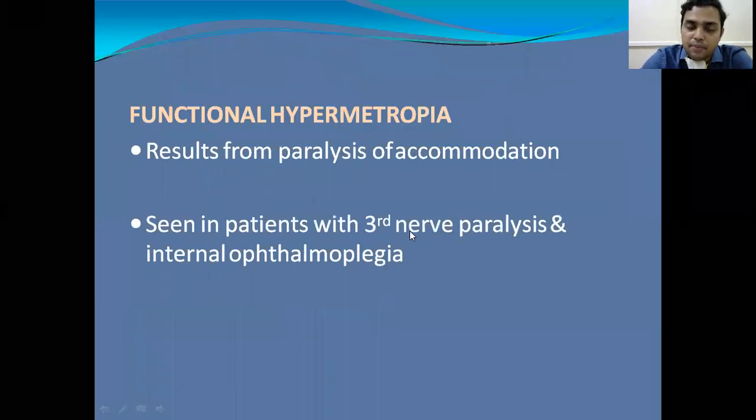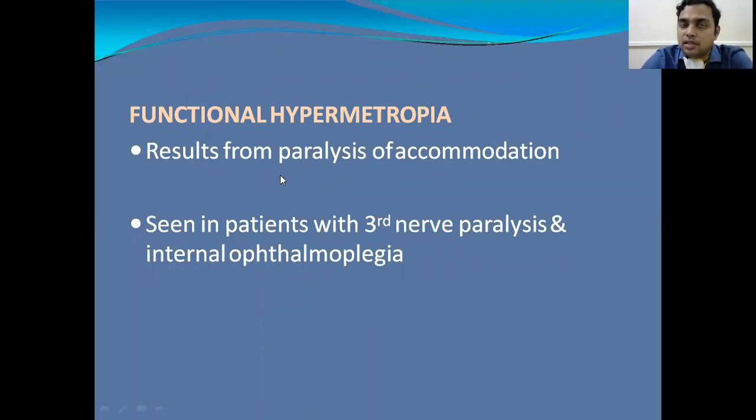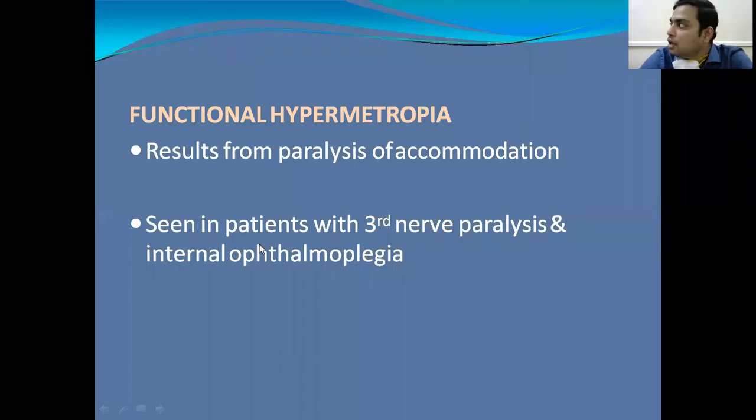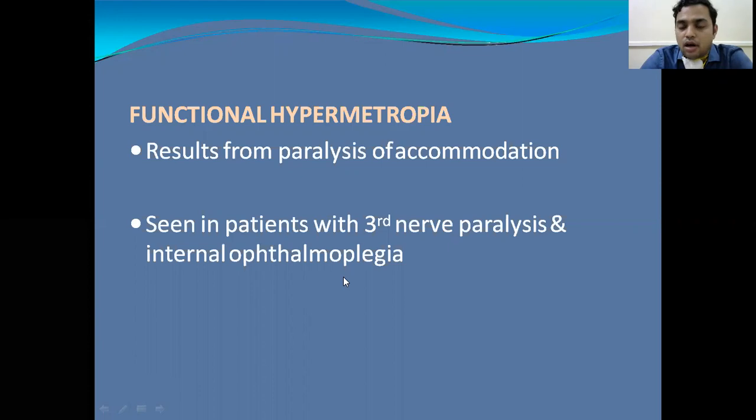Coming to functional hypermetropia, here the examples are due to paralysis of the accommodation. If there is any third nerve palsy, there is a paralysis of the ciliary muscle that leads to functional hypermetropia. There is no accommodation, and that leads to functional hypermetropia. It is also seen in patients with internal ophthalmoplegia. So this is about functional hypermetropia.